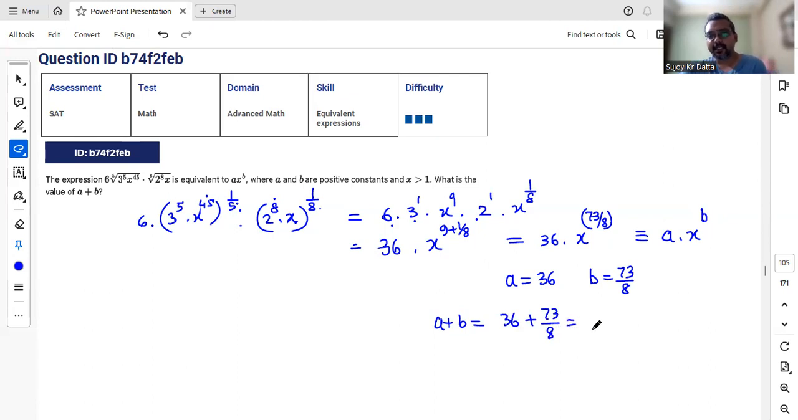36 times 8 is 288, I think. Yeah, 288 plus 73 over 8. So that's 361 over 8. Please feel free to use a calculator here. Don't waste time calculating. I am not using one right now. So 361 over 8 is the answer to this.